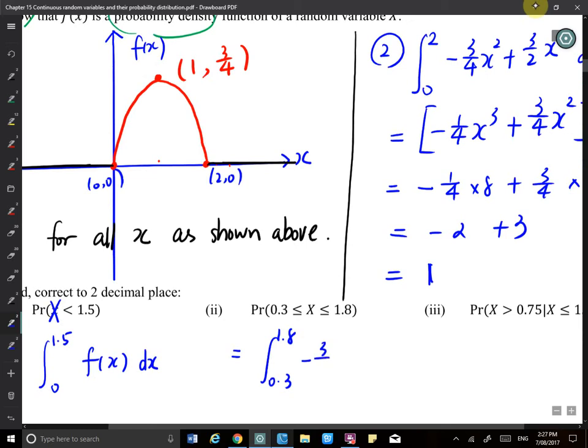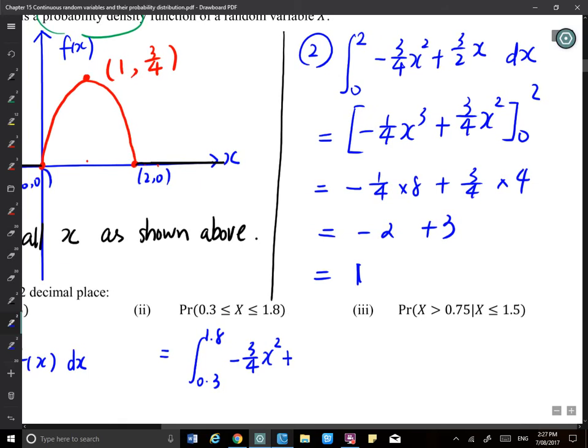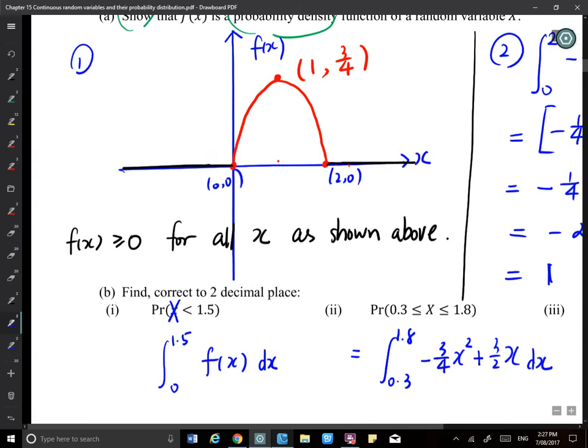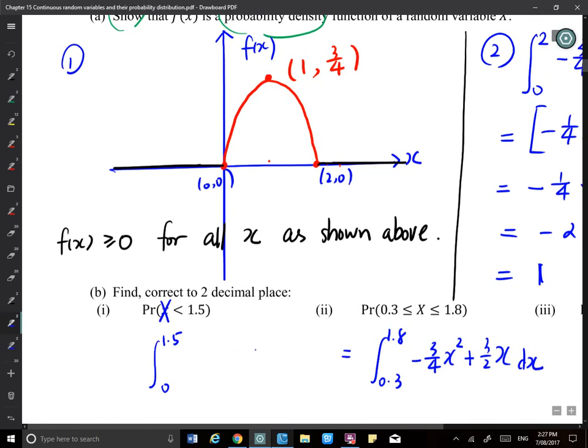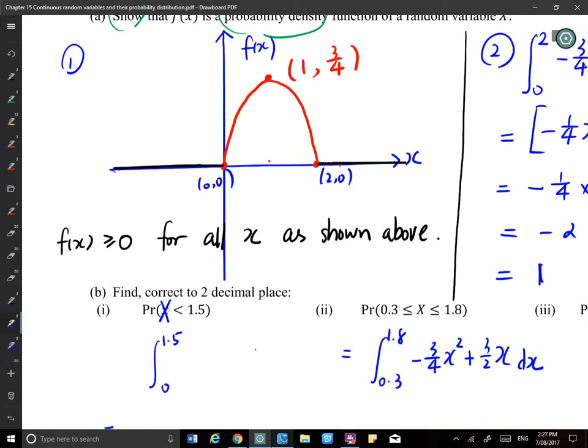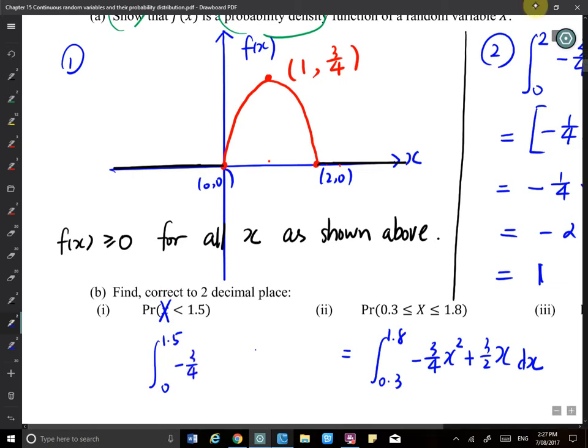Better not to write f(x) here. Try to write the actual function you want to use, because f(x) is a hybrid function: it has a function there and a 0 here. So it represents 2 things. So do not use f(x). Try to use the function itself.